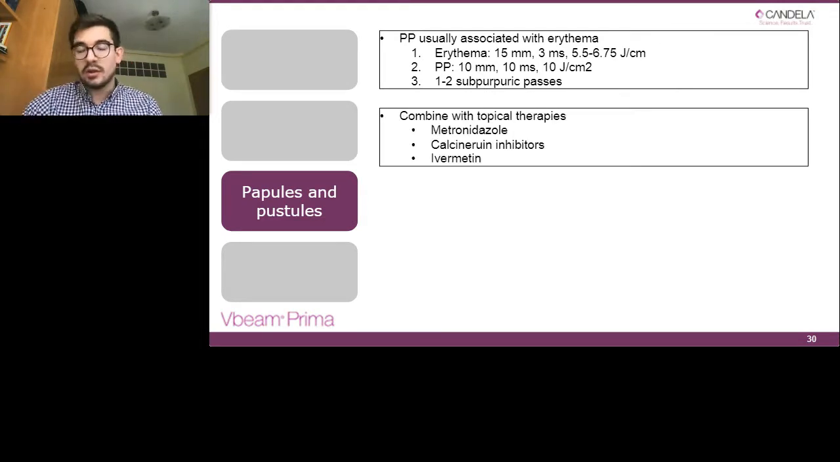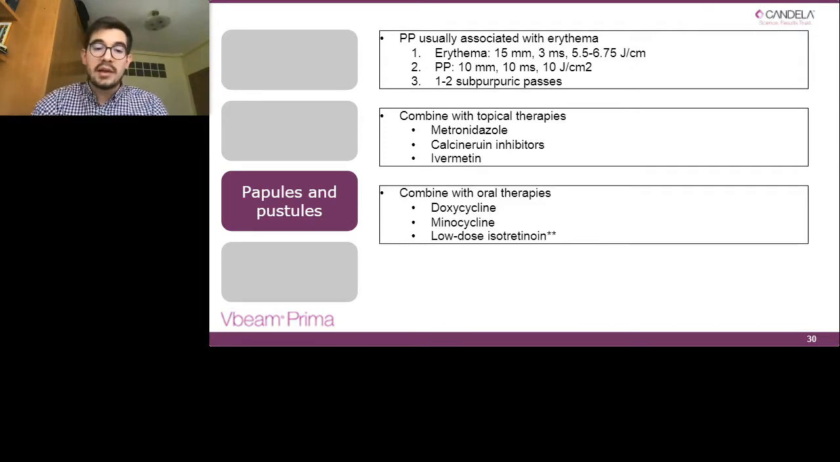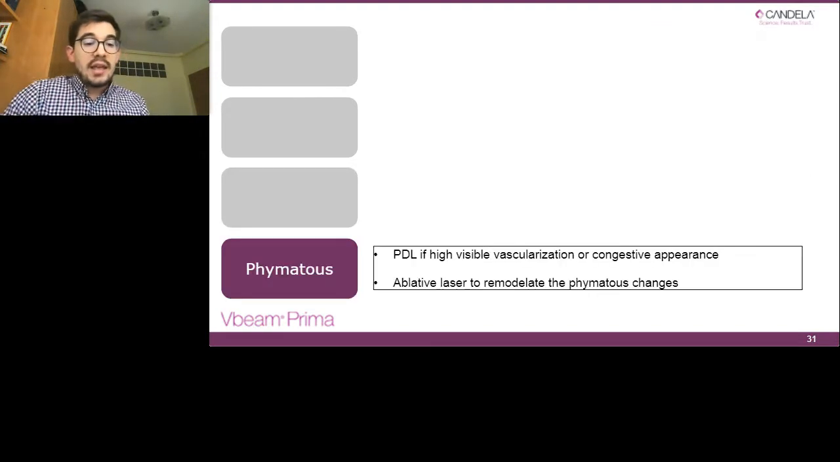I combine it with local therapies such as topical metronidazole, calcineurin inhibitors, or ivermectin, or even oral therapies such as doxycycline, minocycline, or very low dose isotretinoin, very safely. I find that the combination of isotretinoin with the PDL is safe when you use low doses of them, and I have so far had no side effects with this combination.